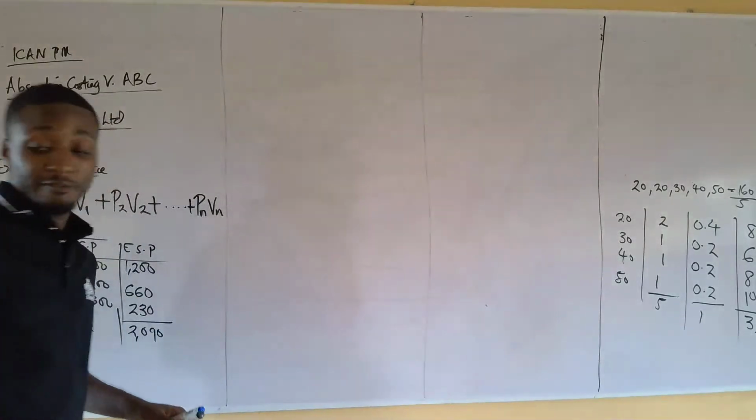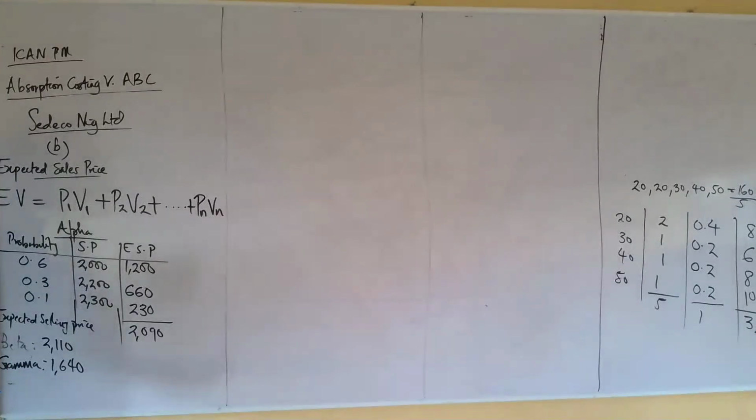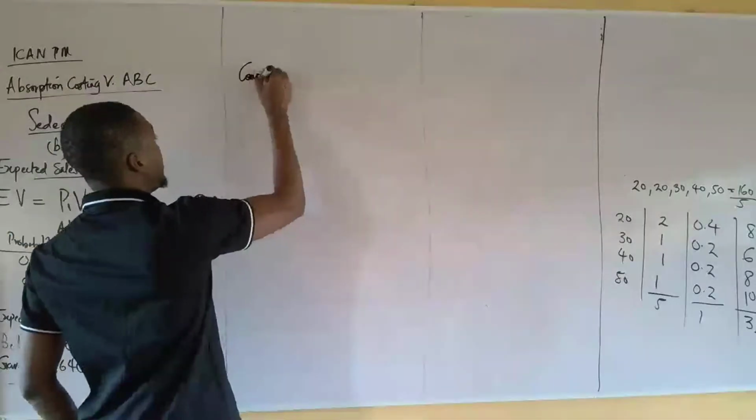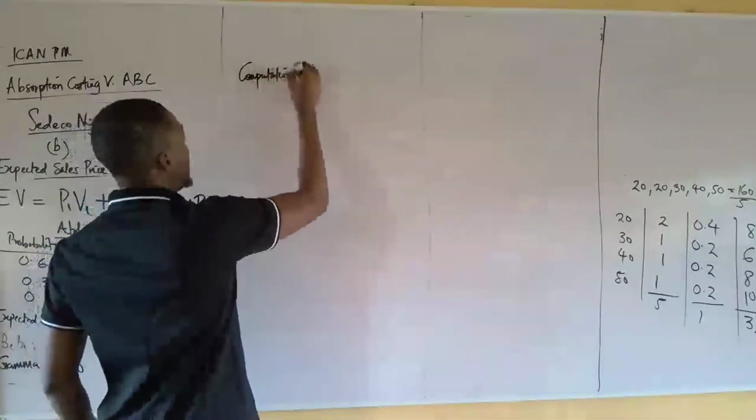Under both levels. Now we've already calculated the unit cost, right? So unit profit is simply going to be selling price minus the unit cost. That will give us the unit profit. Then if you want to calculate total profit, you just multiply by the total number of items. Right? So computation of profit.